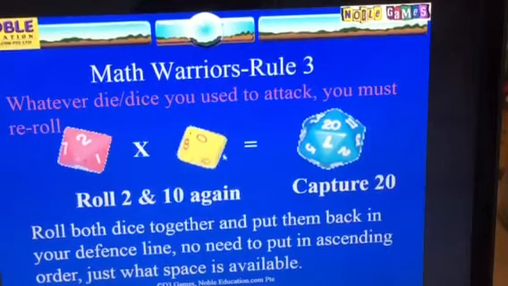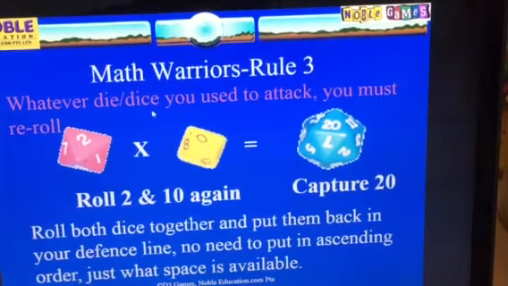Rule 3: whatever you use to attack, you must re-roll. This introduces the element where the students really start to think about which of their dice they want to use to attack. As I mentioned earlier, you always want to use your below average dice to attack, because the rule says that whatever you use, you must re-roll it. That's a great chance for me to improve the numbers on my dice by using below average numbers.